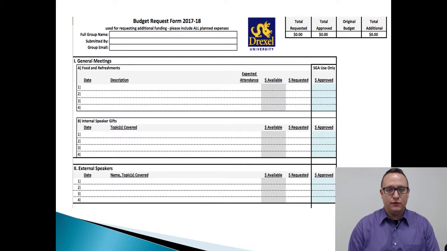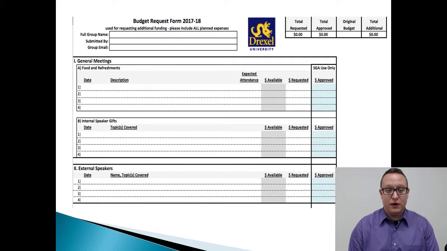This is the budget request form for this year. It's broken down into 4 sections: general meetings, external speakers, conferences, and miscellaneous items. For the general meetings, please list out a description of the event, how many people you are expecting, and this will populate an amount that's available, determined by the expected attendance. Internal speaker gifts are capped at $25 per person. Gift cards are not acceptable.